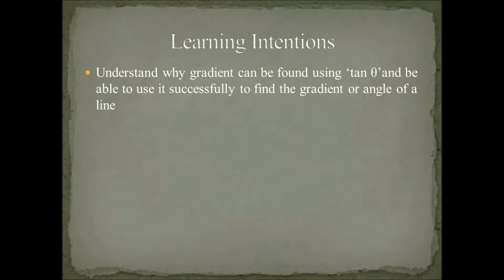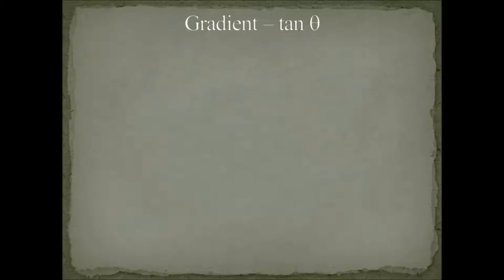Next, learning intention. I want you to understand why gradient can be found using tan theta and be able to use it successfully to find the gradient of an angle of a line. This is new material. This may have been covered by your teacher at National 5, maybe as extension, but this is considered Higher level, and therefore is relatively likely to appear at some point, certainly within your Higher exam. Not guaranteed, but there's a good chance.